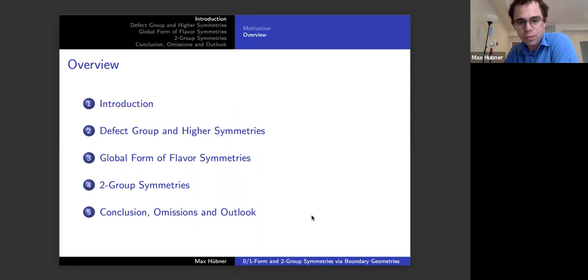Then, once we've understood higher symmetries, and in particular one-form symmetries, we're going to return to ordinary zero-form global symmetries and ask how we can determine their global form from geometry. Once one-form and zero-form symmetries are understood, we'll discuss two groups, which are a mixing of the two. And then I'll conclude, tell you what I didn't tell you about, and give an outlook.